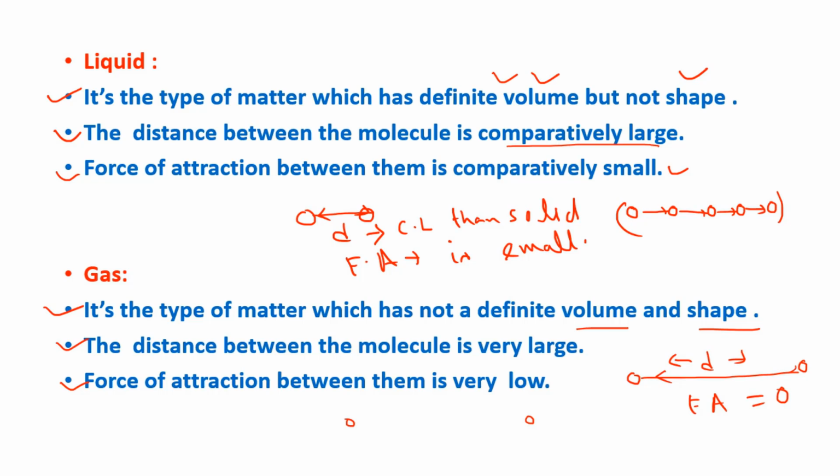And the third case, gas. In the third case, the distance between them is very high, so the force of attraction between them is almost negligible. Due to this, in case of gas, there is no definite shape and definite volume.